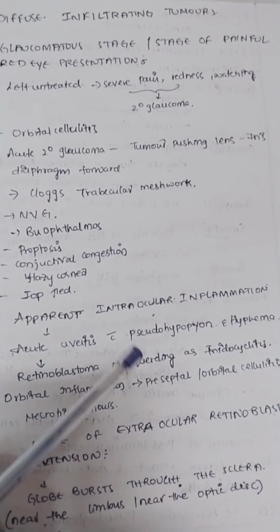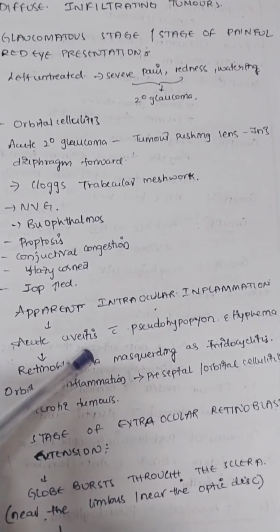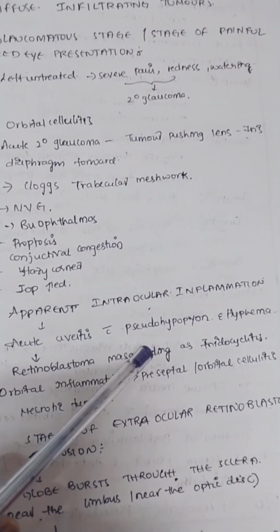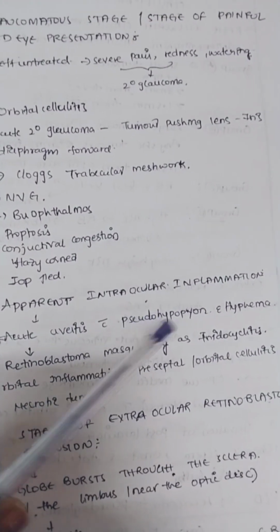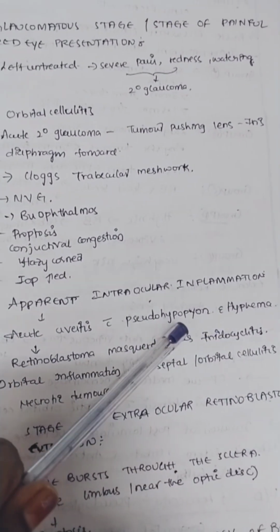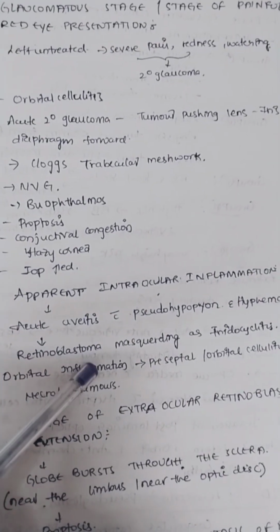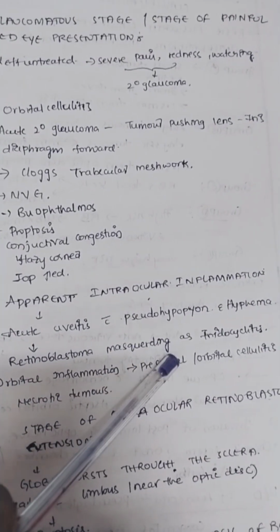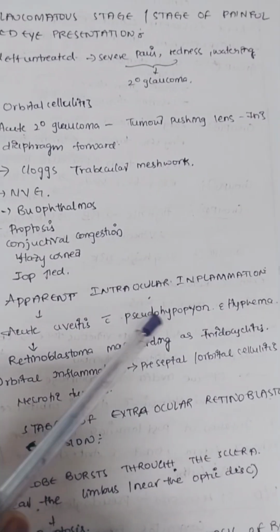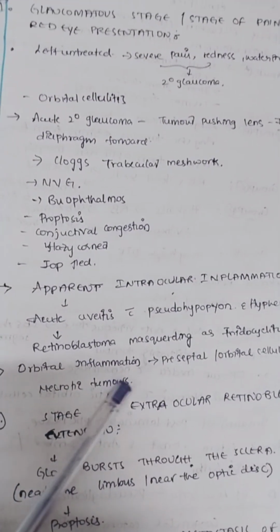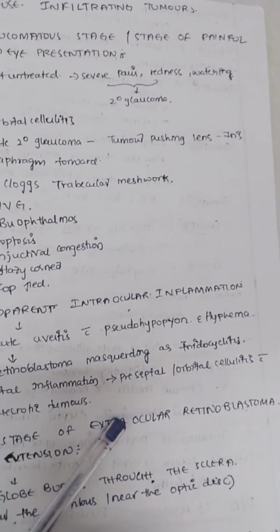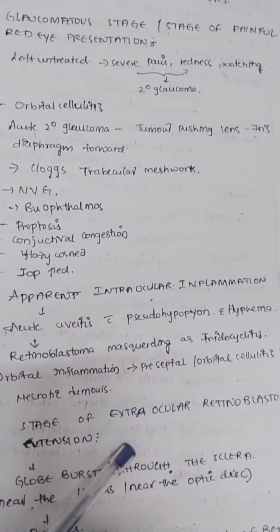Apparent intraocular inflammations you will see, like uveitis. It may be associated with pseudohypopyon. Hypopyon means exudate, right? So you will see here pseudohypopyon. Hyphema means blood in the anterior chamber. So retinoblastoma masquerading as iridocyclitis. Sometimes it will be misunderstood as iridocyclitis. So orbital inflammation, preseptal or orbital cellulitis with necrotic tumors, you will see.